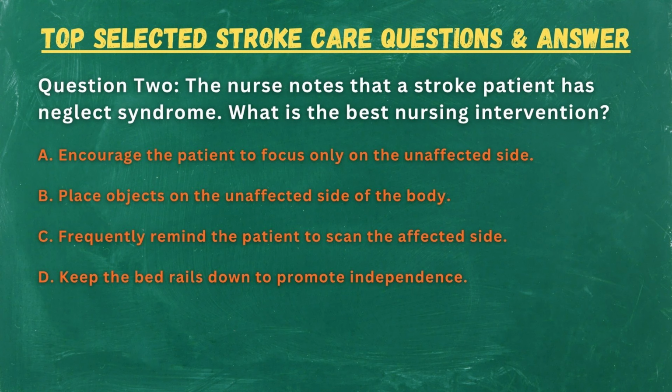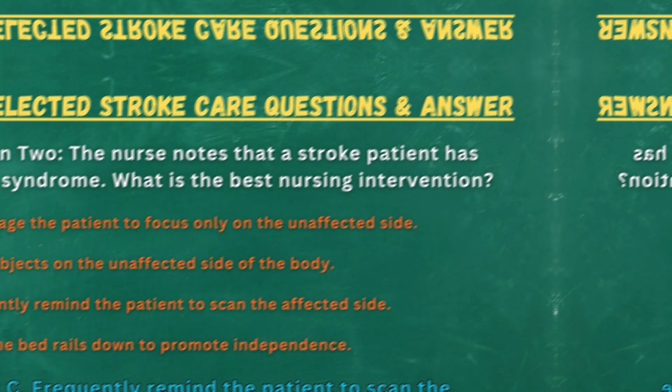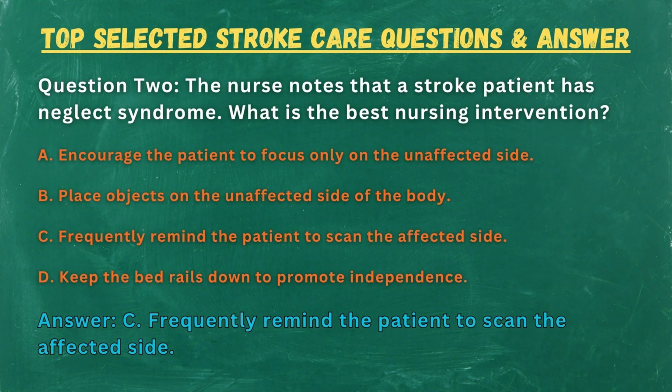Question 2. The nurse notes that a stroke patient has neglect syndrome. What is the best nursing intervention? A. Encourage the patient to focus only on the unaffected side. B. Place objects on the unaffected side of the body. C. Frequently remind the patient to scan the affected side. D. Keep the bed rails down to promote independence. Answer. C. Frequently remind the patient to scan the affected side.